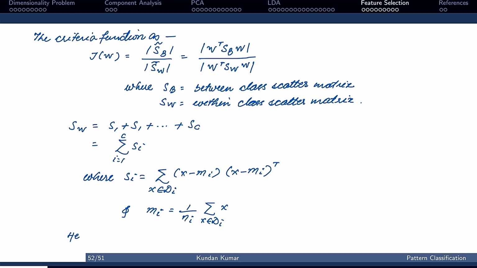Here Di is the set of data samples in the ith class, and ni is the number of data samples in the ith class.